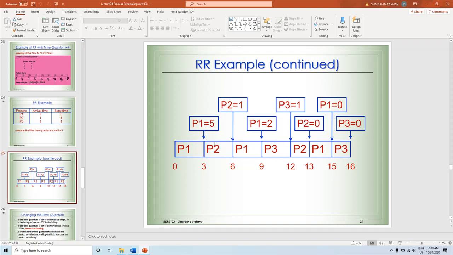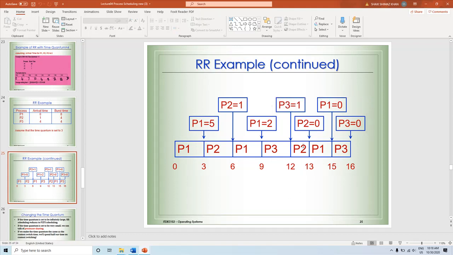Okay, P2 is coming back to the ready queue at 6 milliseconds. P3 has arrived in the ready queue at 4 milliseconds. So P3 is getting the chance, and the P3 burst time is 4 milliseconds. So it runs from 9 plus 3, 12, and the remaining burst time is 1 millisecond.